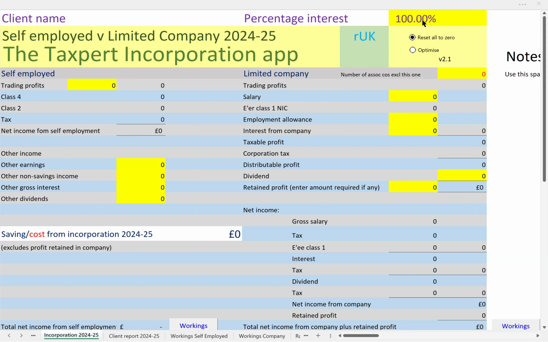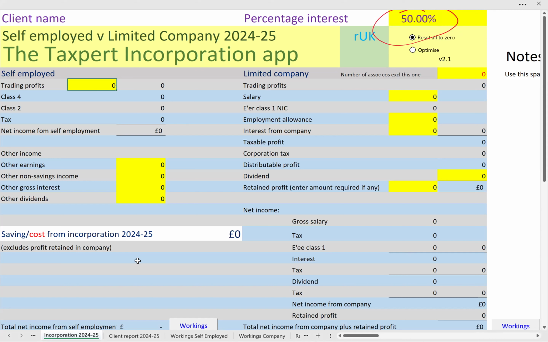has in the business. And so for a sole trader, you would simply leave the percentage interest, which I'm circling up there, at 100%. But if you wanted to deal with the incorporation of, let's say, a two-person partnership, where each of them has a 50% interest, then simply enter 50, and you'll see in a moment how that is then built into the calculation.